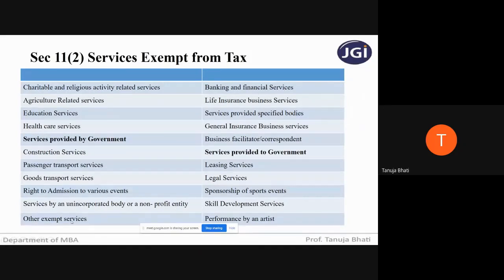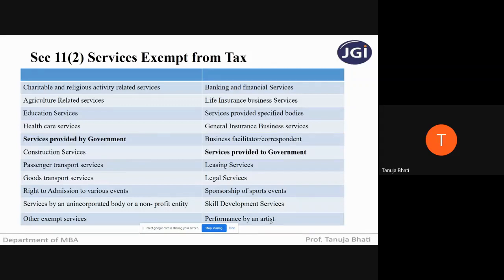In this, other exempt services are all those services that are not covered here out of those 90 in the list. Banking and financial services, life insurance, business services, services provided by specified bodies, general insurance, business facilitator, services provided to the government, leasing services, legal services, sponsorship of sports events, skill development services, performance by an artist. So all these services are exempt from tax and no GST is levied on such services.